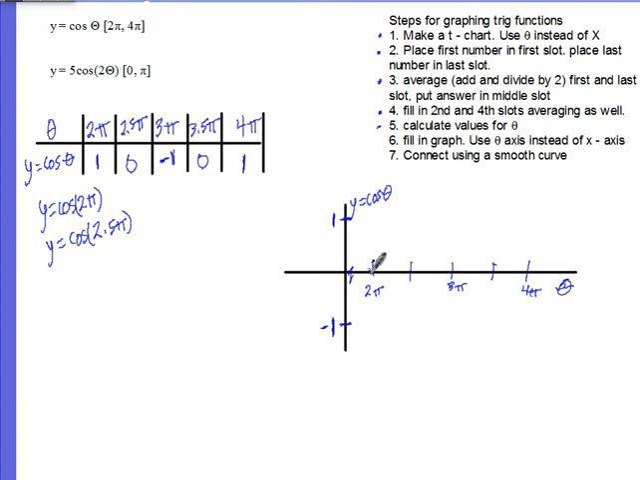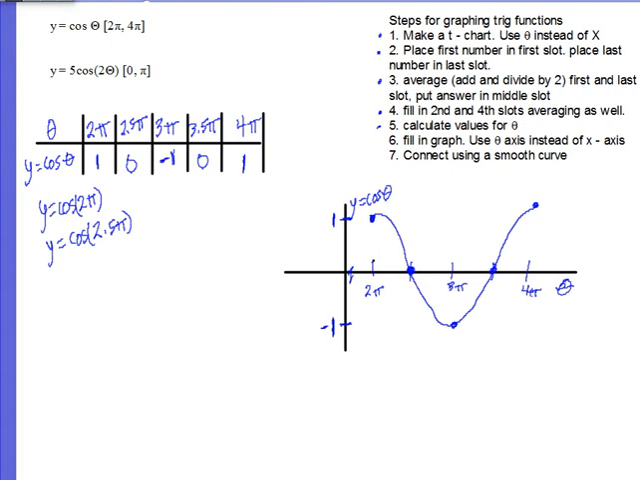And so it's 2 pi, which is 1. Here is 2.5, which is 0. 3, which is negative 1. Here's 0. Here's positive 1. And then number 7, connect with a smooth curve. And there's my smooth curve. Okay? So that's how you do that one.